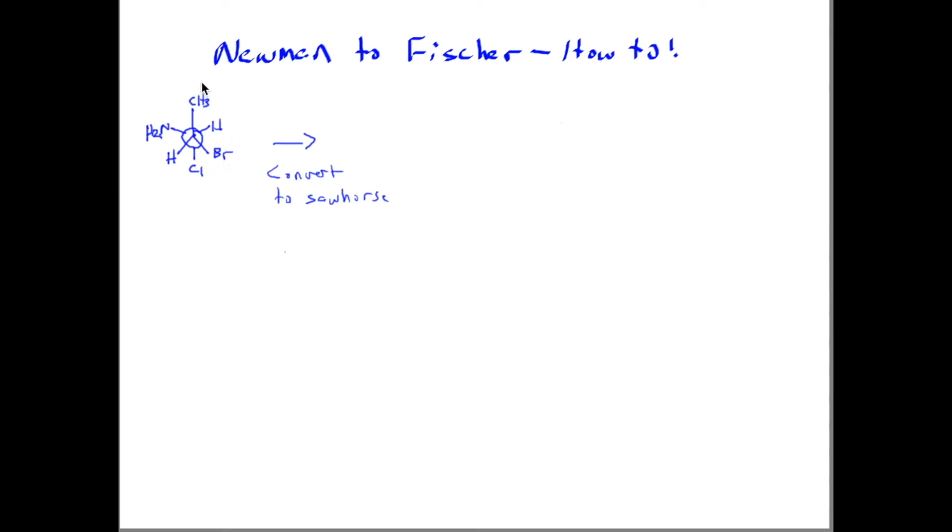So in this video we're going to look at converting a Newman projection to a Fischer projection. The first thing you're going to want to do is convert it to a sawhorse projection. When you do this, you're going to view the bond that is there between the carbons. So here we're drawing a sawhorse projection, which means that we've turned our head to the side and we're going to look at the bond between the carbons.